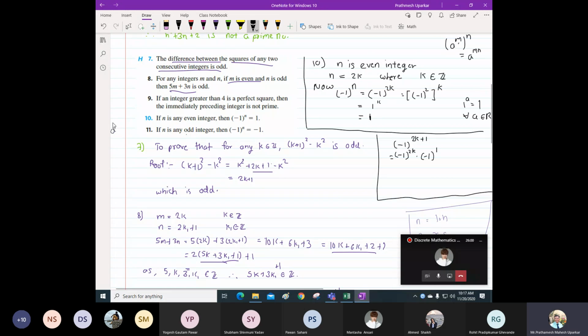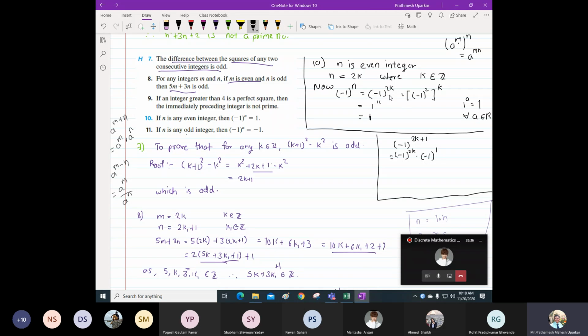This is a raised to m plus n is equal to a raised to m into a raised to n. What is a raised to m minus n? A raised to m minus n is same as a raised to m divided by a raised to n. So this is the property of indices. Law of indices से मैं क्या लिख सकता हूँ? Minus 1, base is same. Then I can write the product. So minus 1 raised to 2k into minus 1 raised to 1.